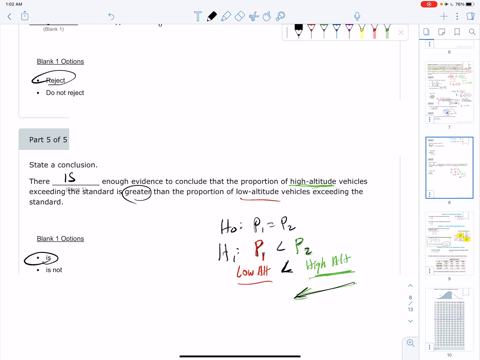But boy, that one was a little bit tricky because they flip-flopped in their English statement there. Okay, I hope that helped.